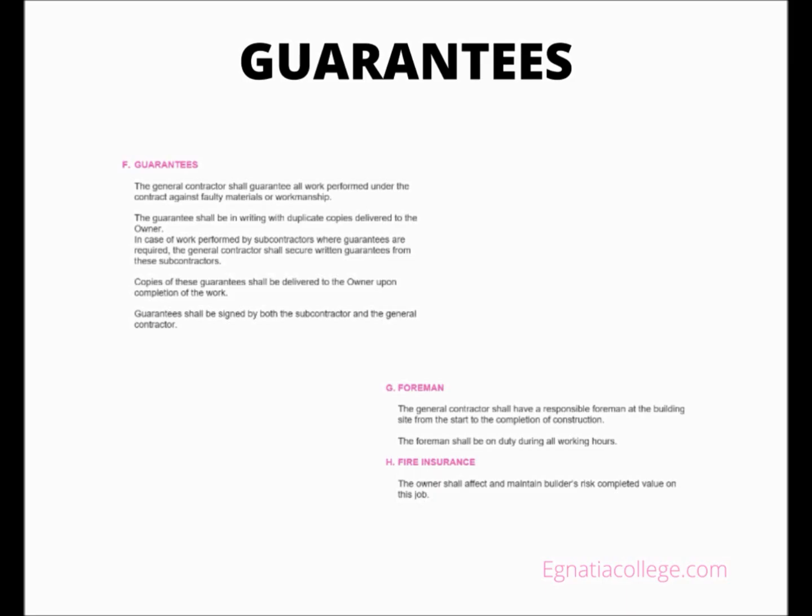Foreman. The general contractor shall have a responsible foreman at the building site from the start to the completion of construction. The foreman shall be on duty during all working hours. Fire insurance. The owner shall effect and maintain builder's risk completed value on this job.